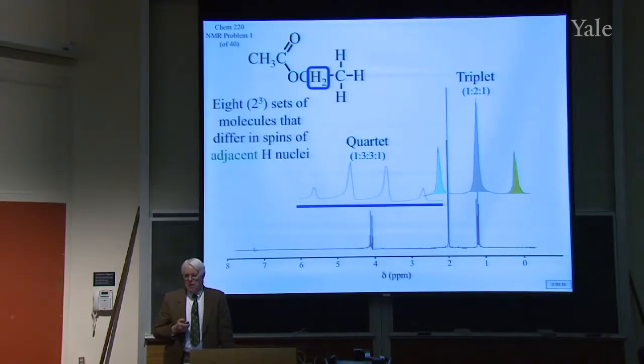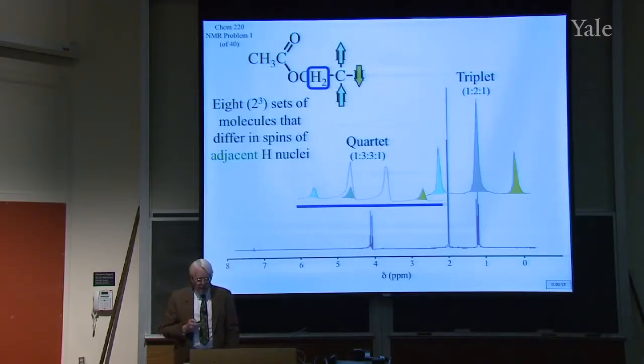Well, let's look at the neighbor. Now there are 3 hydrogens on the next door carbon. So there are going to be 8 different spin isomers that differ in the spins of the adjacent hydrogen nuclei. So let's think about it. They're the ones where they all oppose the field, they'll be up at the right. The one where they're all with the field, that'll be at the left. And then you can have 1 down, or 2 down, or a second one down, or a third one down.